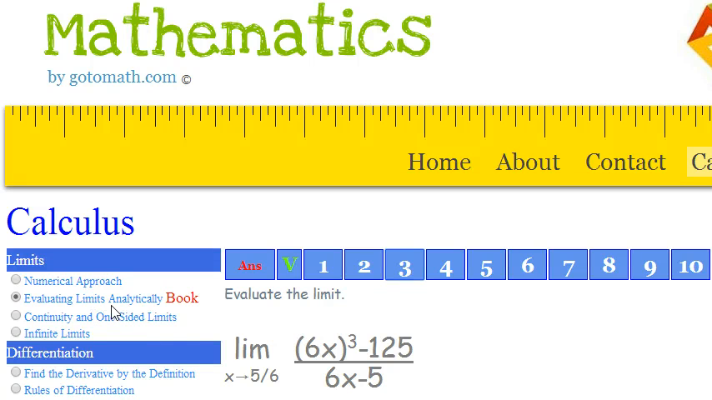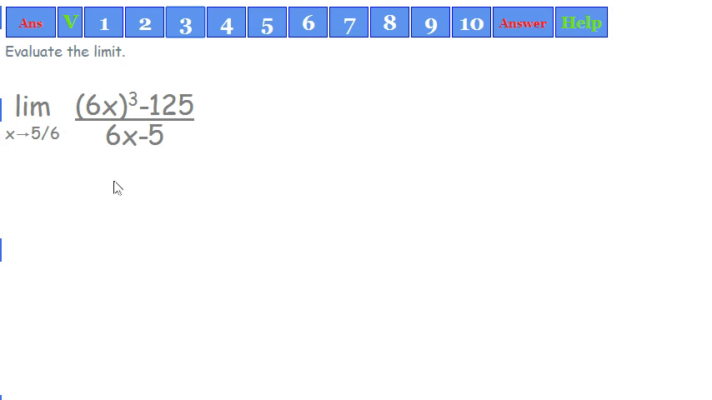We're looking at solving limits, or evaluating limits analytically, and this particular one here is the one we're going to focus on, coming from this section 3. Of course, we take notice that if we do the direct substitution, plugging 5 sixths directly in, we end up getting 0 over 0, and that's not good.